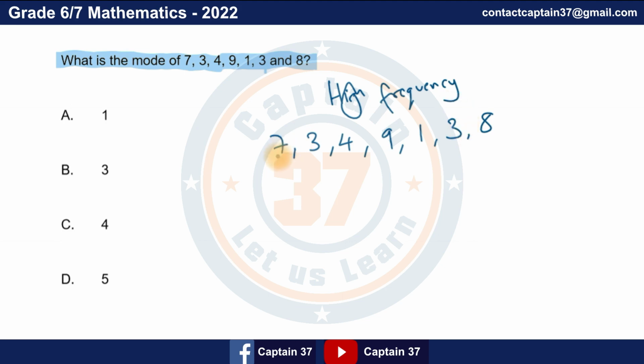Is it 7? How many times does 7 appear? How many times does 3 appear? How many times does 4 appear? Like that. So when you look through, you'll see that the number that appears more than once and appears the most is 3. There's 3 there and 3 there. All these other numbers appear once, but 3 appears twice. Therefore, 3 is the mode. Is it A? No. Is it B? Yes. The answer to this question is B.